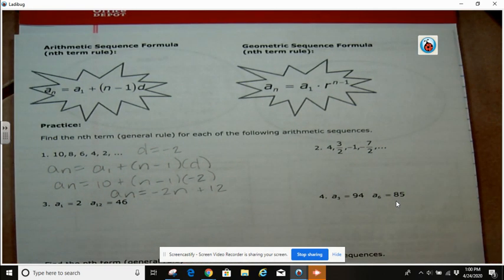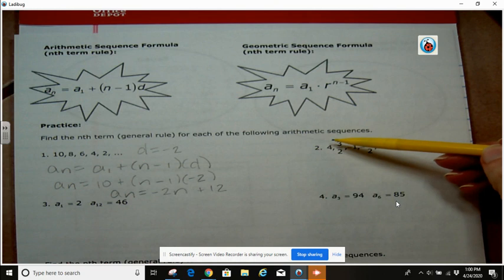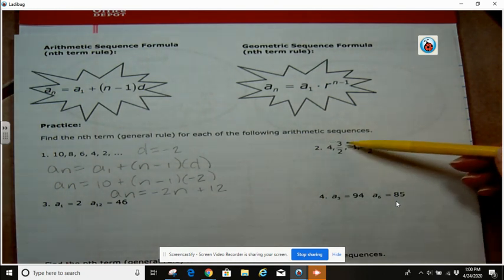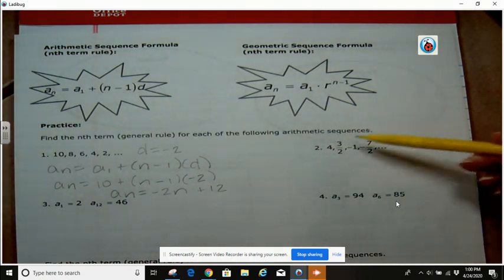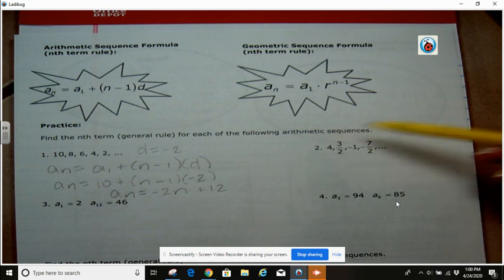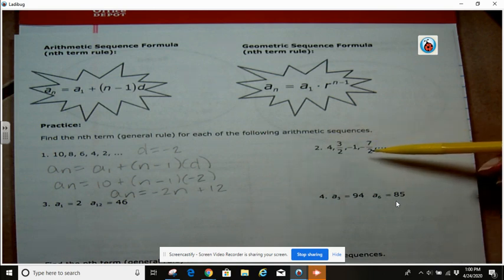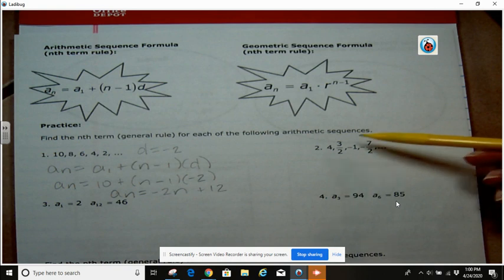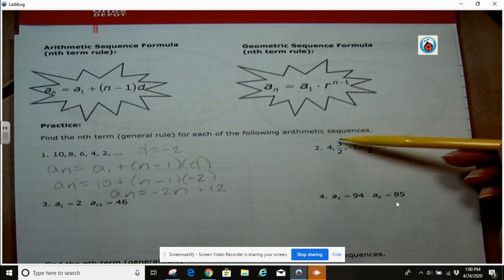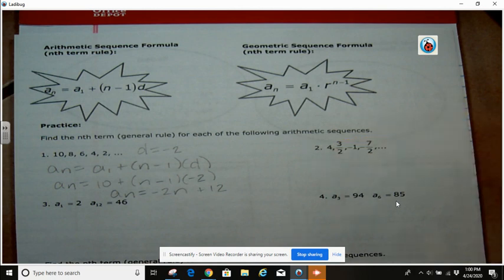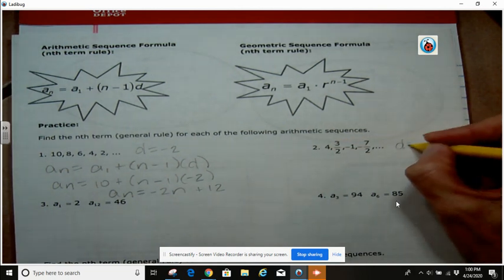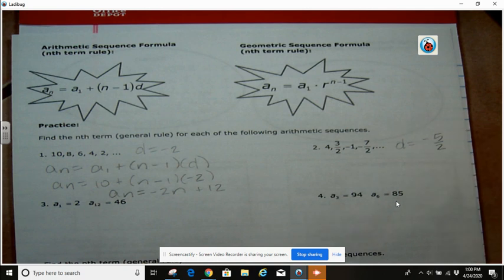So for number 2, you can always find the common difference if it's not obvious to you by taking any term and subtracting the one in front of it. So again, if it's not obvious what it is that you're adding or subtracting each time to get to the next term, try that. Any term minus the one in front of it. And you could pick that from anywhere. So I could do -7/2 minus -1 or -1 minus 3/2 or 3/2 minus 4. It's completely up to you. In this case, the common difference is -5/2.